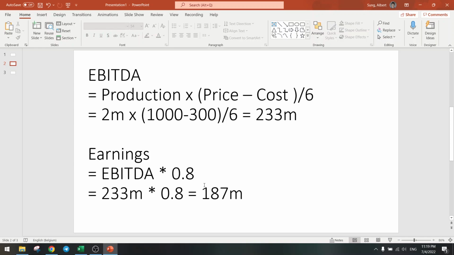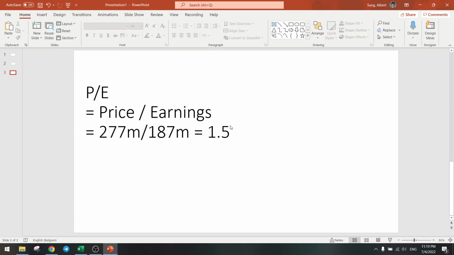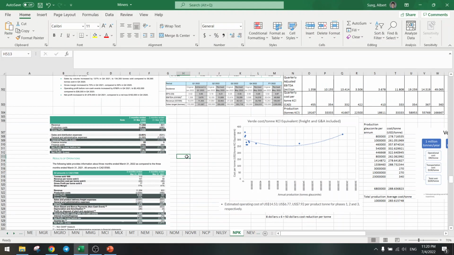So these are the earnings for next year at current potash prices. The PE ratio, very easy, price to earnings, is the current market cap divided by the earnings. You can calculate this, it's 1.5 currently. So this is absolutely very cheap. I don't even see any other companies that are this cheap, trading at a PE of 1.5. So this is an easy way to calculate PE.